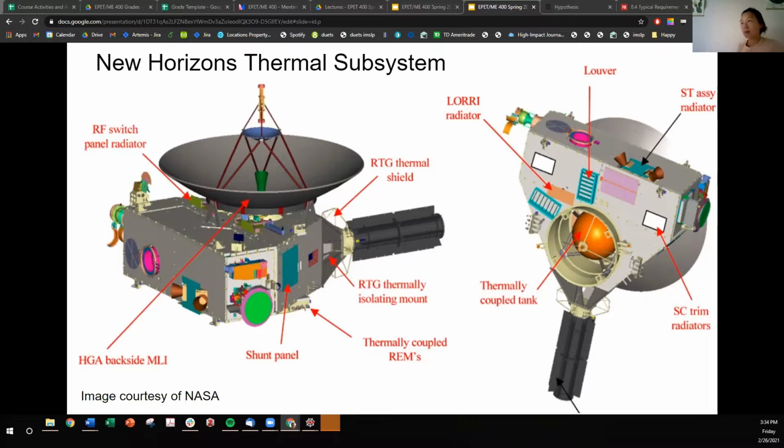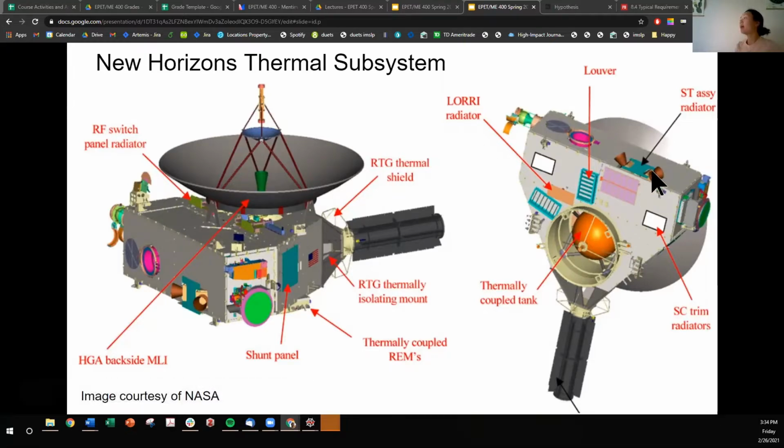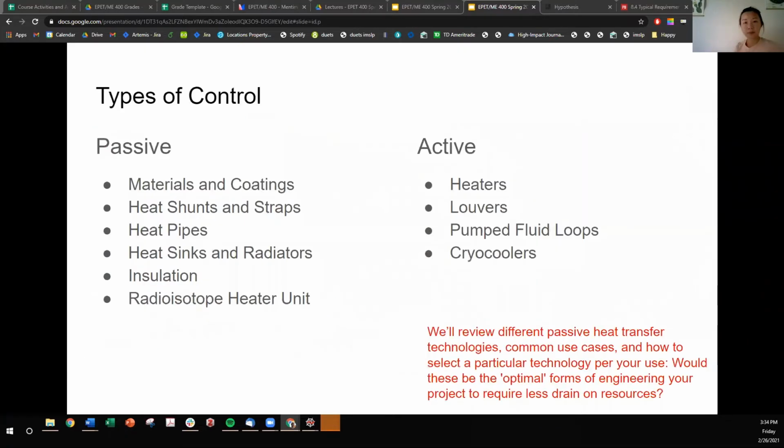I hope that by the end of this lecture, you'll be able to regurgitate what a radiator does, what a thermal shield does, what these RTG thermally isolated mounts and shunts do, what all of these different components do, and maybe why they are mounted in the way that they are. So we'll survey mechanisms used in spacecraft to achieve these thermal interactions.